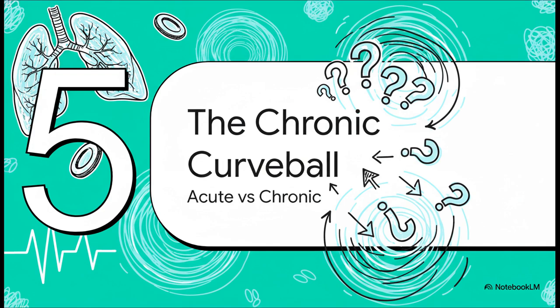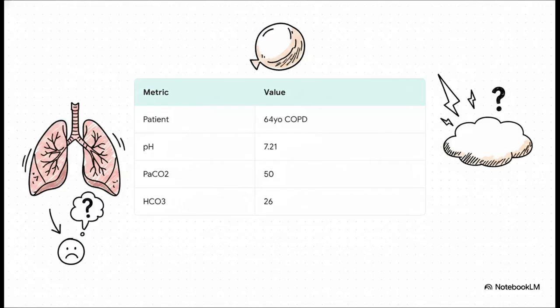Section 5. The chronic respiratory curveball, acute versus chronic. Before we wrap up, we absolutely have to decipher the clues differentiating acute versus chronic respiratory conditions. Take a look at Case 6. This is a 64-year-old patient with a history of COPD, presenting with worsening shortness of breath. The pH is 7.21 and the CO2 is 50.